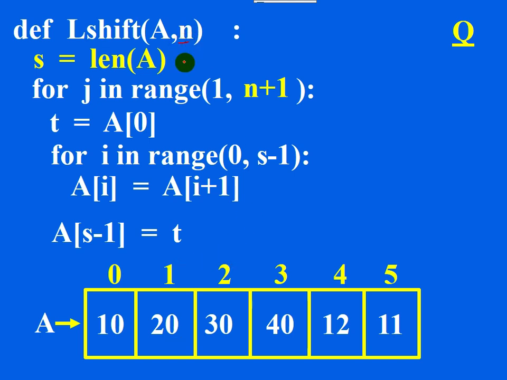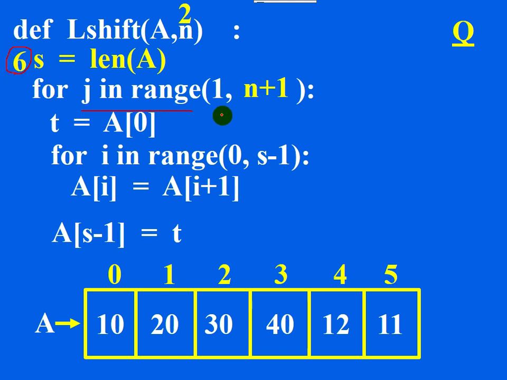N. I am going to shift each and every element by 2 positions to the left. So N, for example, is 2. Now length of A. How many elements are there in this list? 6. So your size of the list, variable S, contains 6.